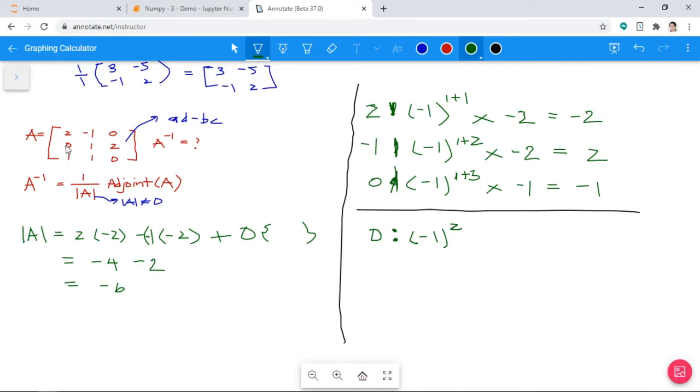Row 2, then we have column 1, so 2 plus 1. Multiplied by, if we select this one, 0. What remains, for example if we select the 0, is -1 times 0. -1 times 0 is 0, then 1 times 0 is 0. So we have here 0, which is equivalent to 0. Let me erase this one again.